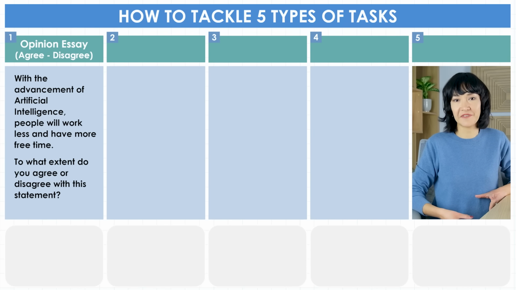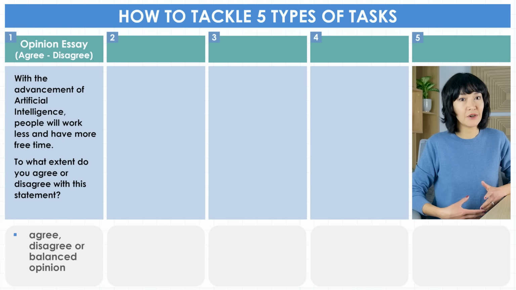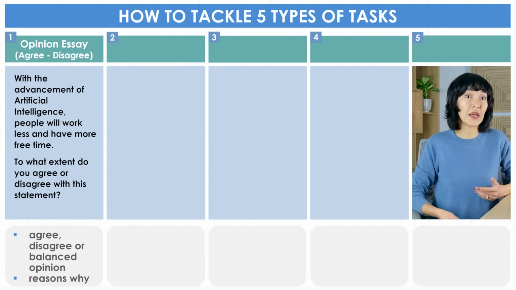So this first type of essay question starts by giving you a statement and then asks you if you agree with it or not. It asks for your point of view. So you could agree, disagree, or have a position somewhere in the middle, a balanced opinion. In this essay, you need to give reasons why you think so. So how should we organize our paragraphs?